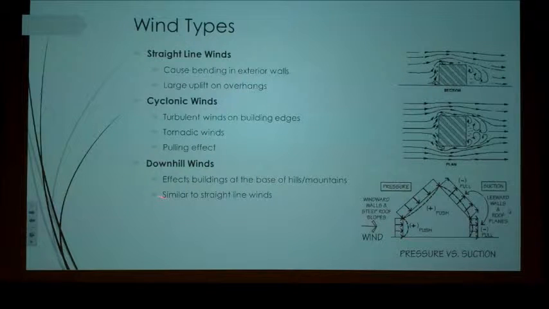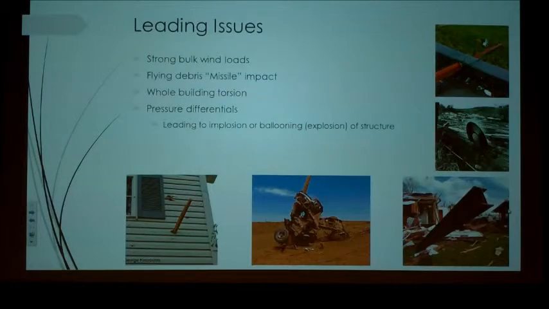You'll notice a large pressure differential in the back end and the front of the building. And then you'll also get downhill winds, which is a big factor with buildings at the bottom of mountains and hills and such. They're really similar to straight line winds, and here you can see how wind affects our buildings. You're receiving a large push on the windward side, and then a pull on the leeward side. So a lot of the leading issues that you'll be dealing with when designing for heavier winds are a strong bulk load of wind on the windward side.